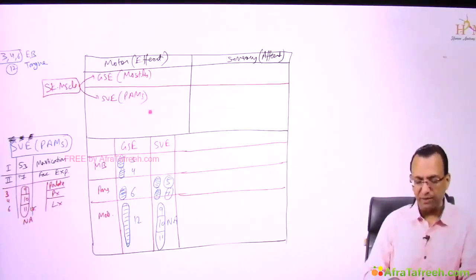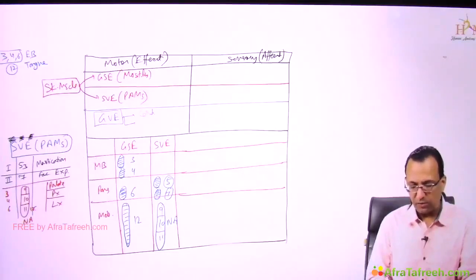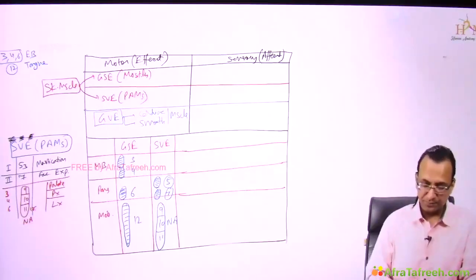Who is the third efferent column? We are talking about GVE. What is GVE? That is the cardiac and the smooth muscle. Now when you say it is the cardiac and the smooth muscles, what is G for? G is for general. And what is V for?